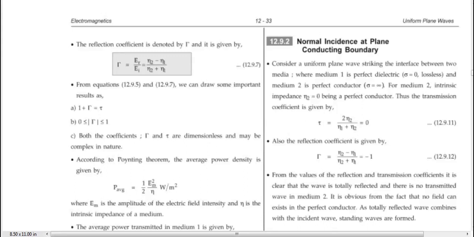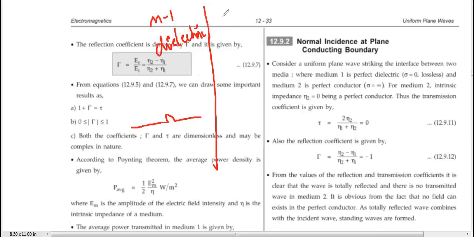The sigma is very high. So what I am saying here, now we are considering a normal incident beam, and on one side is the dielectric, that is medium 1, and at the boundary the next is medium 2, a conductor.